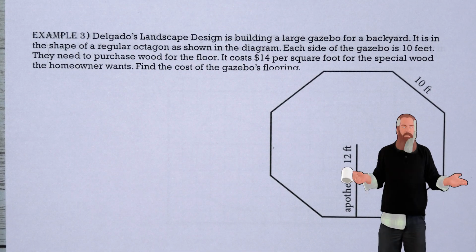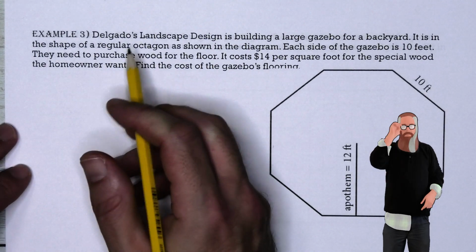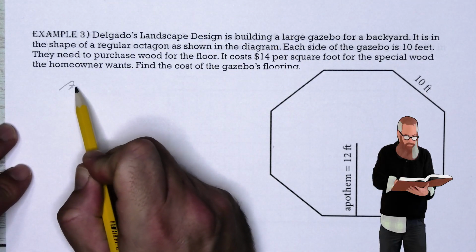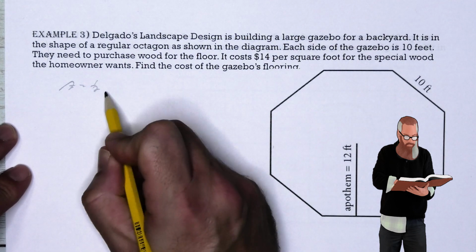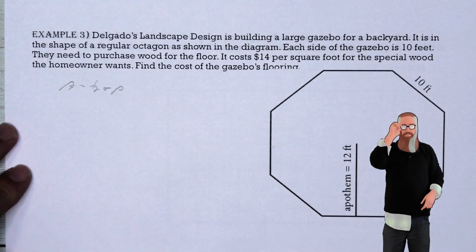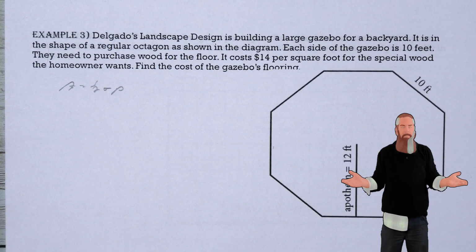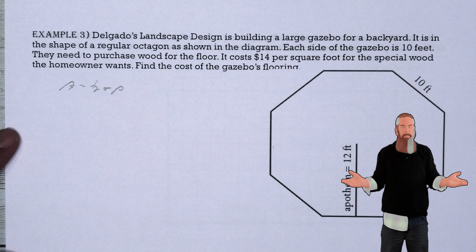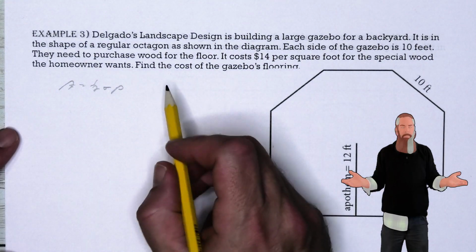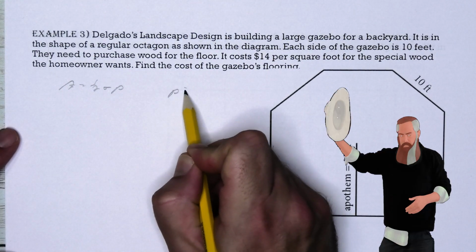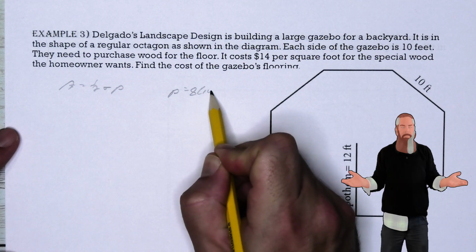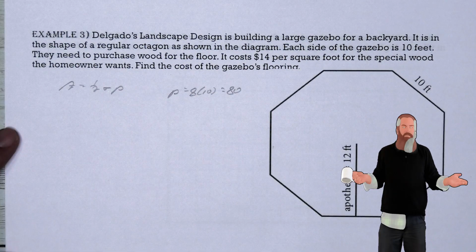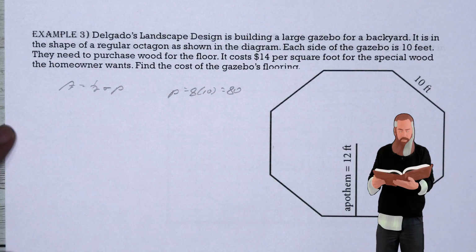You find the area of a regular octagon with the following formula. The area is equal to 1/2 the apothem times the perimeter, where A is the area of the regular polygon, the small a is the apothem, and P is the perimeter. The perimeter is the product of the number of sides and the length of the sides. So this perimeter is going to be equal to 8 times 10, or 80. The apothem is 12 feet long.